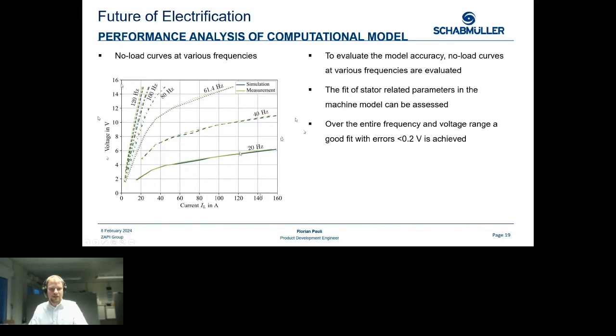You can see here on the y-axis the voltage in volt, and on the x-axis the current in amperes. And the measurement was performed for a whole variety of frequencies. And we can see that for each frequency, our voltage error is within 0.2 volts, which is quite satisfying.